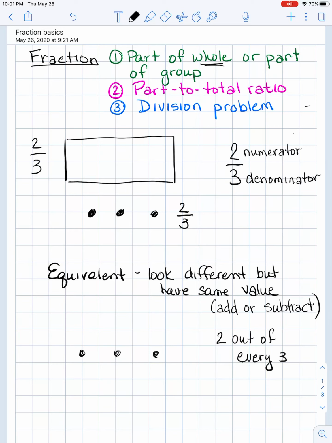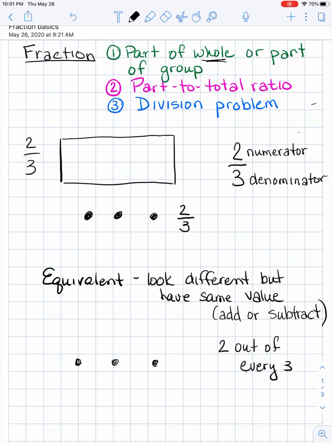The first thing I want to talk about is the fact that a fraction is part of a whole or part of a group. Okay, this rectangle represents one whole. And I'm going to divide it into 3 equal pieces. Now in a fraction, the denominator tells us the number of equal pieces in the whole. And the word equal is very important. If the pieces aren't equal, then we can't model our fractions.